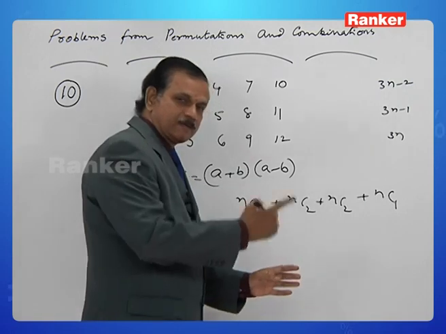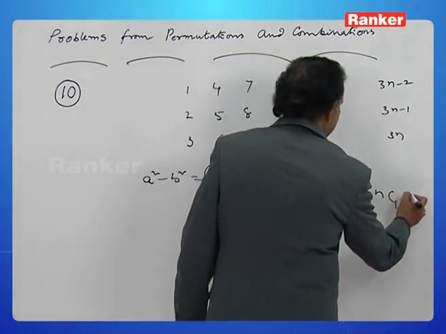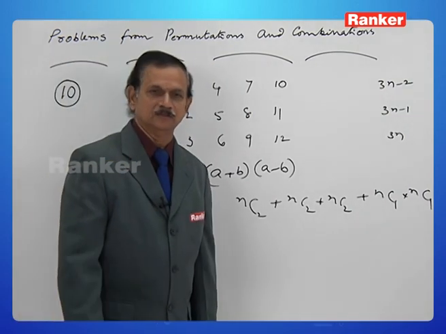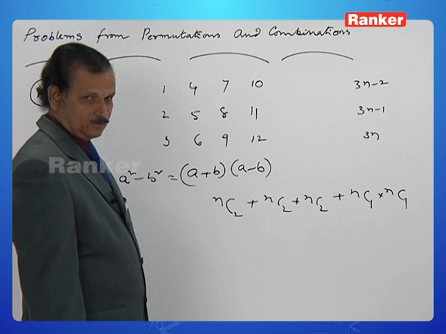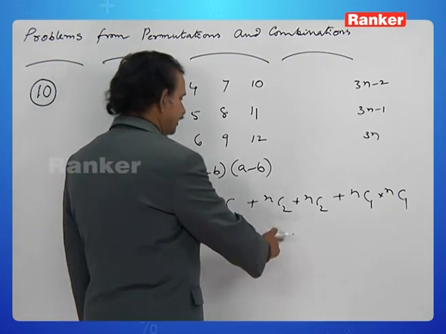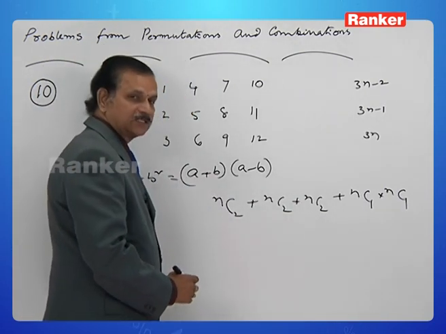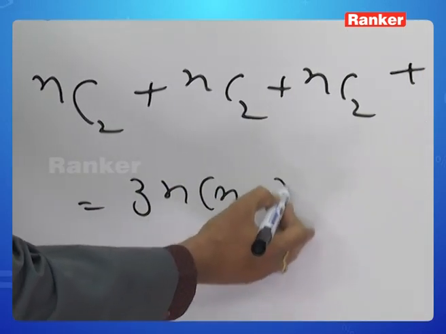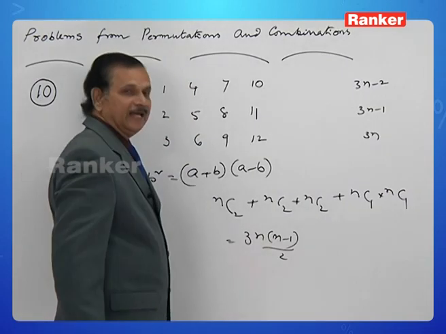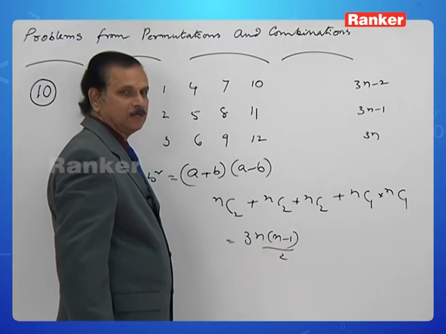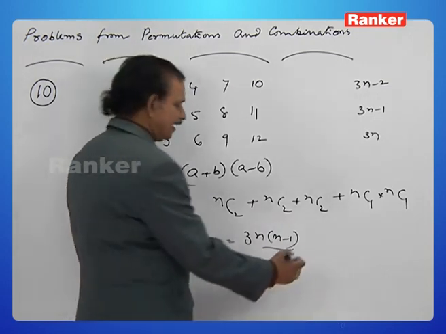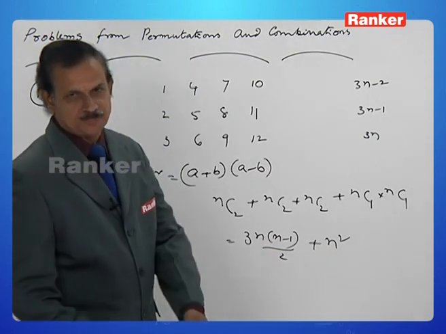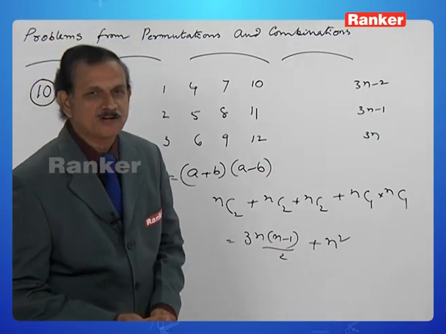and another integer from the second row also. NC1 into NC1. This is the way you can simplify that. NC2 plus NC2 plus NC2. What is that? 3 into NC2, that is 3n into n minus 1 by 2, plus NC1 into NC1. What is NC1? N. N into N, so plus n square. Well, let us check what is the right option available. Option B is the right option.